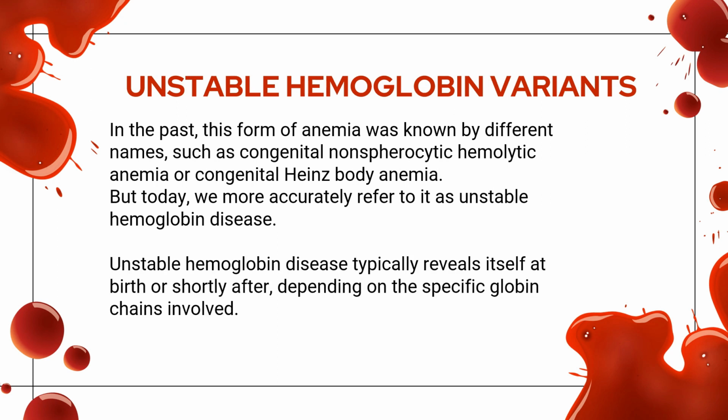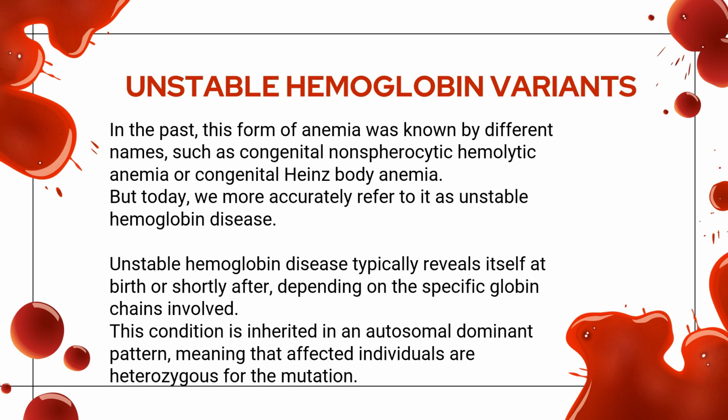Unstable hemoglobin disease typically reveals itself at birth or shortly after, depending on the specific globin chains involved. It's important to note that this condition is inherited in an autosomal dominant pattern, meaning that affected individuals are heterozygous for the mutation. Homozygosity for these mutations, on the other hand, is generally incompatible with life.